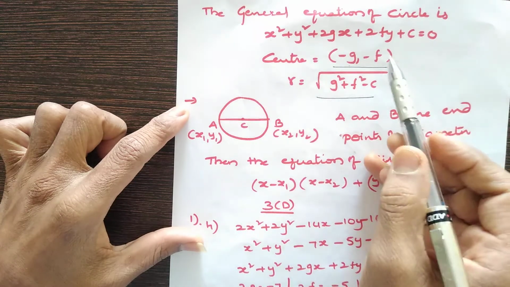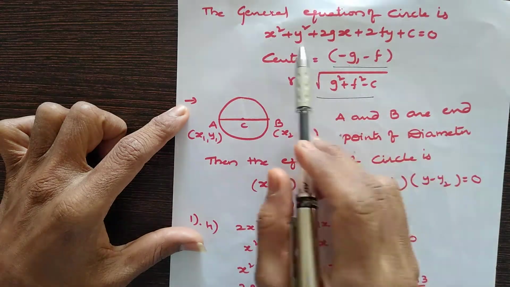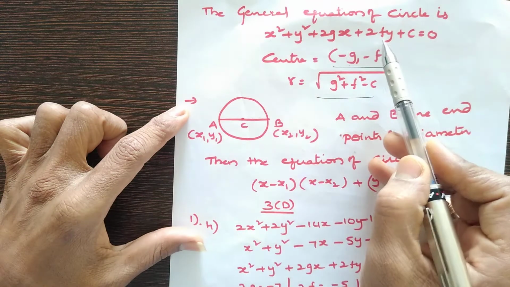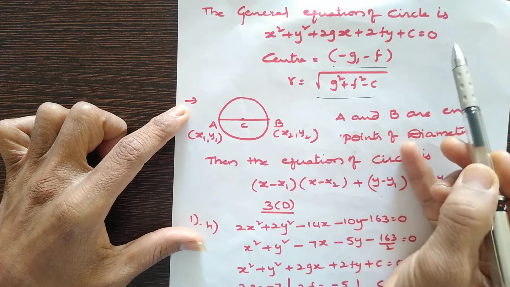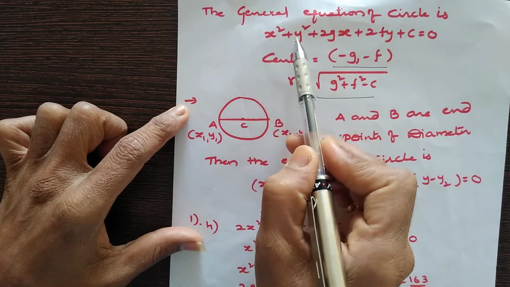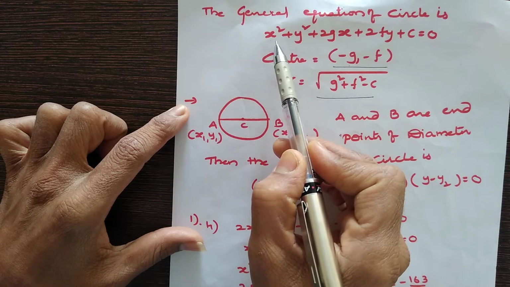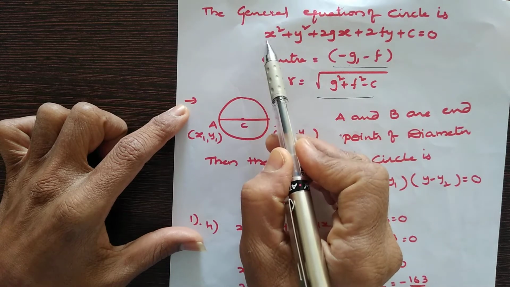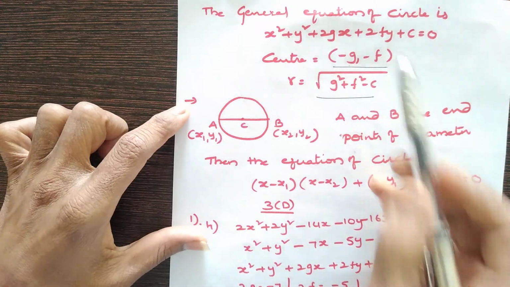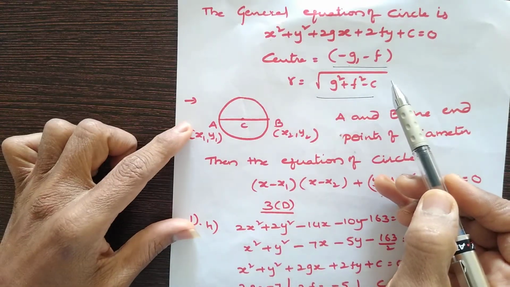Now sometimes the question will be given like 2x square plus 2y square plus 3x plus 4y plus 7 is equal to 0. So first you need to make the x square coefficient and y square coefficient the same and equal to 1. Then afterwards you can substitute in the formula. That is the way. I will explain clearly in the problems, don't worry.